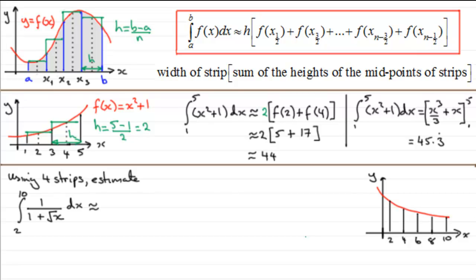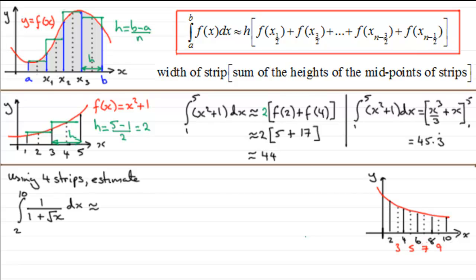Now we're taking our mid-ordinates, so we're going to have one halfway between 2 and 4, which is going to be x equals 3, halfway between 4 and 6, that's going to be 5, halfway between 6 and 8, that's 7, and halfway between 8 and 10, that's going to be 9. I'll just write them in. We've got 3 there, 5 there, 7 and 9. So there are the mid-ordinate values.